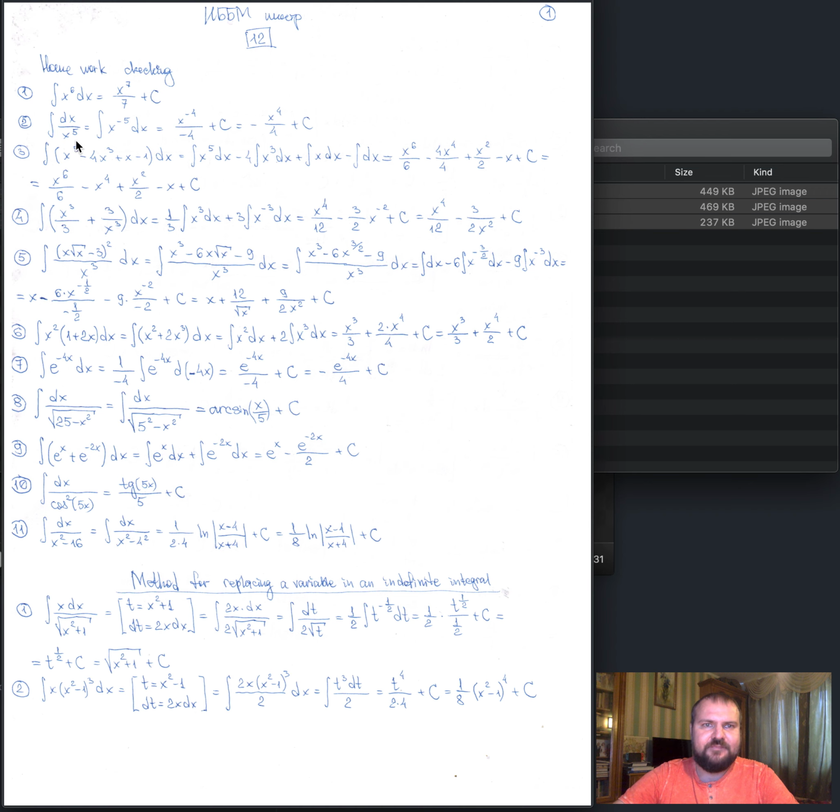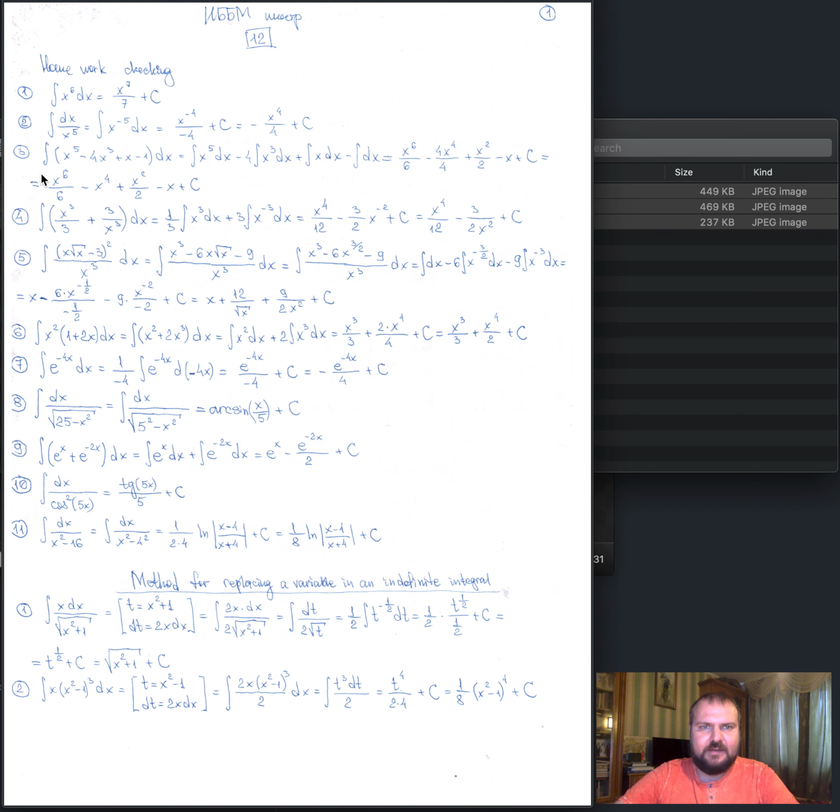The second example, integral dx divided by x in power 5. We rewrite it as integral x in the power minus 5 dx. By the formula, the answer would be x in the power of minus 4 divided by minus 4 plus c, or we rewrite it with the minus before the fraction.